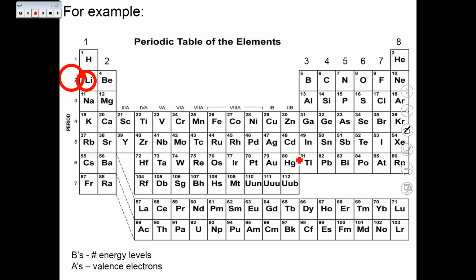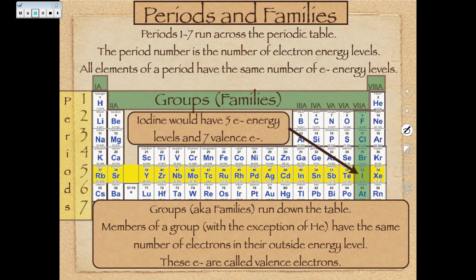Lithium has 2. How many does tellurium have? 5. How many energy levels does neon have? 2. Okay, periods and families. Periods 1 through 7 run across the periodic table. So the periods run across horizontally. All elements of a period have the same number of energy levels. Groups, also known as families, run down the periodic table. So the groups run vertically.